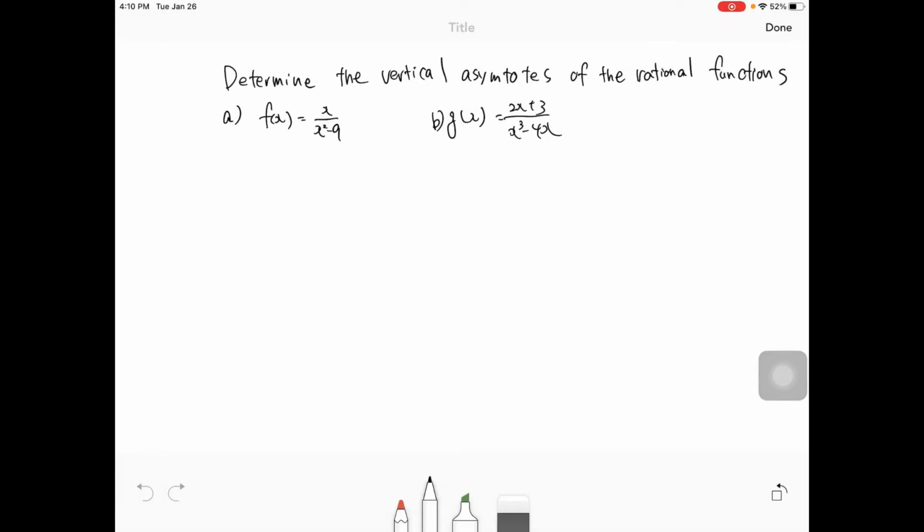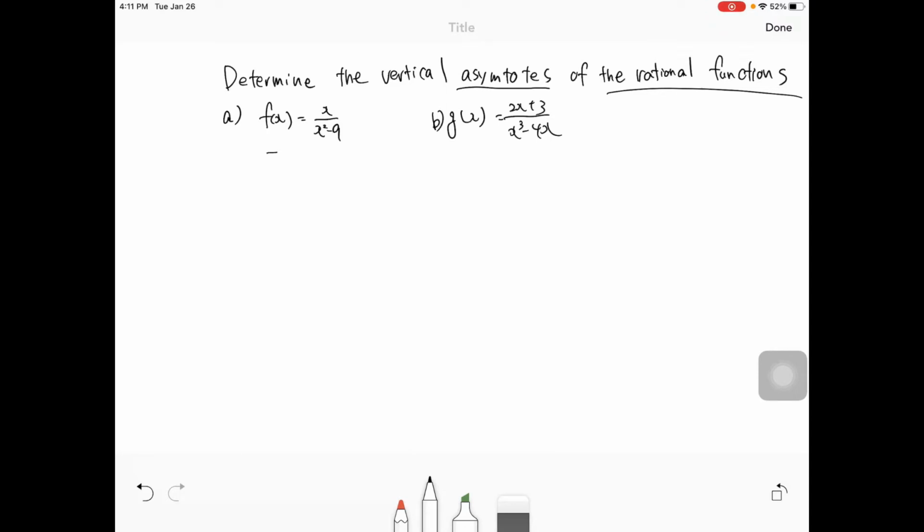Today, I'm here to explain the question: determine the vertical asymptotes of the rational functions. First of all, you need to know these two terms, asymptotes and rational function. You have no idea about these two terms?